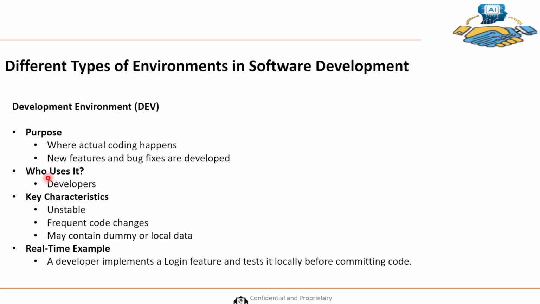And who uses it? Developers, basically, use the dev environment. This environment is unstable, with frequent code changes. Many times the dev team uses dummy or local data, and frequently they are taking a new build on this environment. Here you can see an example: a developer implements a login feature and tests it locally before committing the code in GitHub. So this is the dev environment.